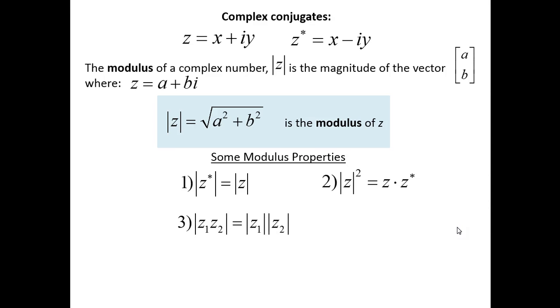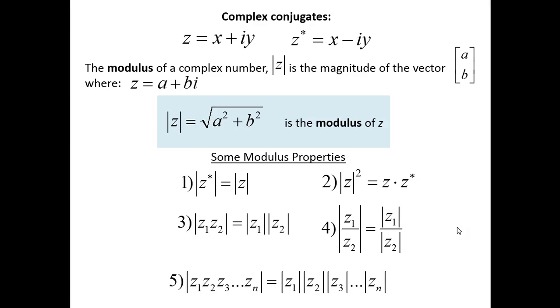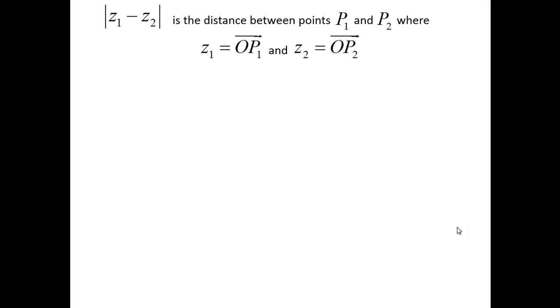If you have two complex numbers which are multiplying together, the modulus of their product is just the modulus of each one multiplied together. Same thing with division, and that can be extended as many times as we need to. Okay, so the modulus of z1 minus z2, that's the distance between points p1 and p2.